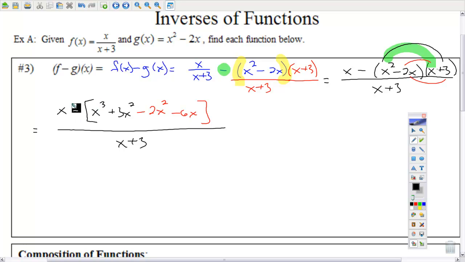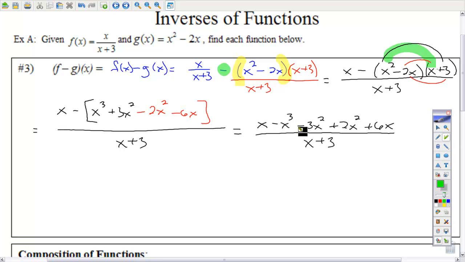So once again, to get rid of this subtract symbol, I need to, in essence, distribute a -1 that I'm multiplying times each term, or change each plus to subtract, each subtract to plus. So this is going to become x minus x cubed minus 3x squared plus 2x squared plus 6x over x plus 3.